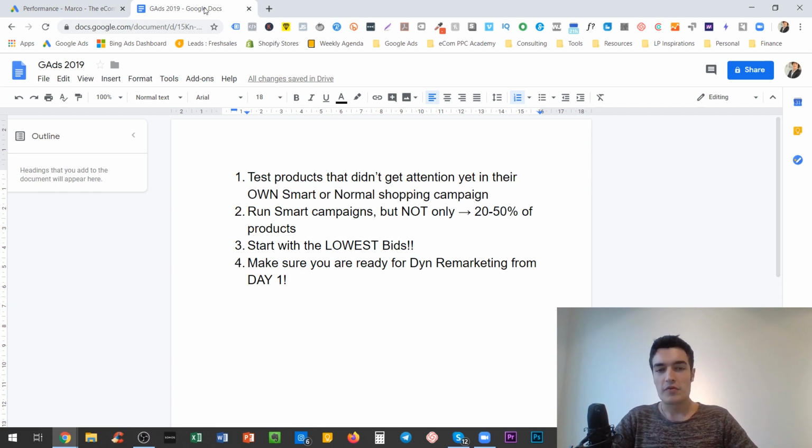The reason why you should do it from day one is obviously that Google will only start collecting visitors through dynamic remarketing from the day you have set it up. So if you are running your ads for like 3 months, and only then you start implementing dynamic remarketing, you cannot really retarget those people that have visited your store in the past 3 months anymore, which is like leaving money on the table, right?